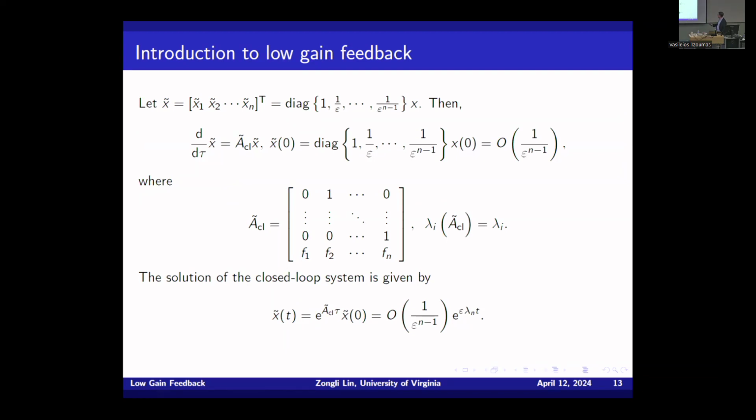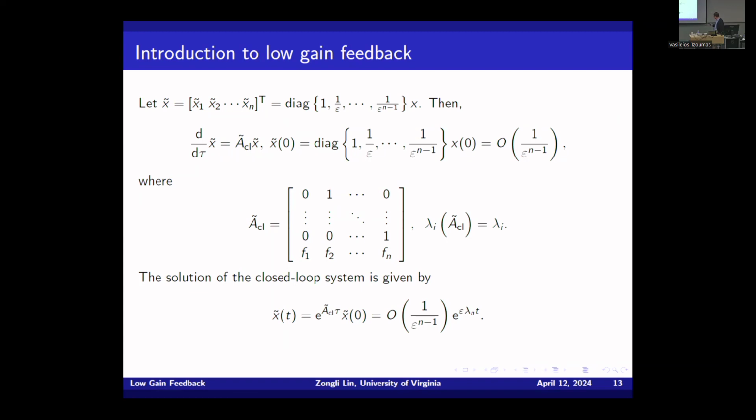Again, transition matrix, e to the power of A_CL. Now for A_CL, the initial condition, instead of 1's order, now becomes large because I scale up the state. So the initial condition is 1 over epsilon to the n minus 1. And the closed loop A matrix has nothing to do with lambda, epsilon now. So the eigenvalues of the closed loop system will be exactly at the lambda I that we have chosen. Then we look at the solution. The solution we have in this form. But remember, tau here is epsilon times t rather than 1 over epsilon times t.